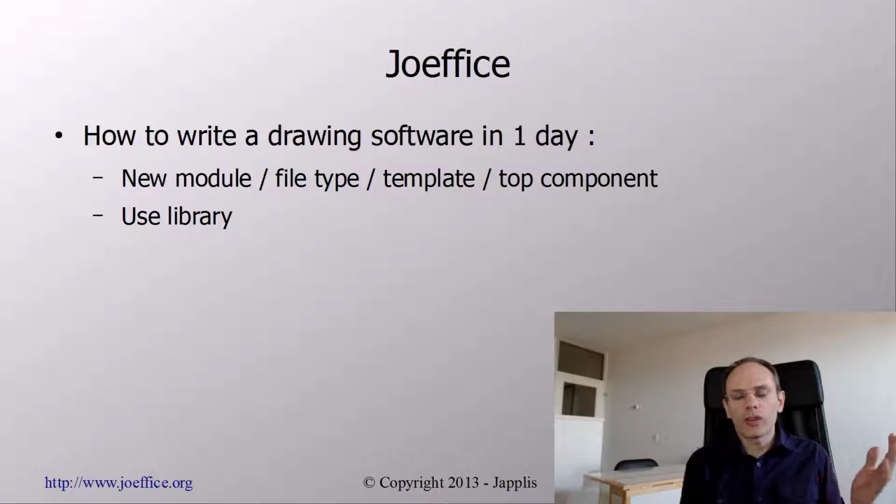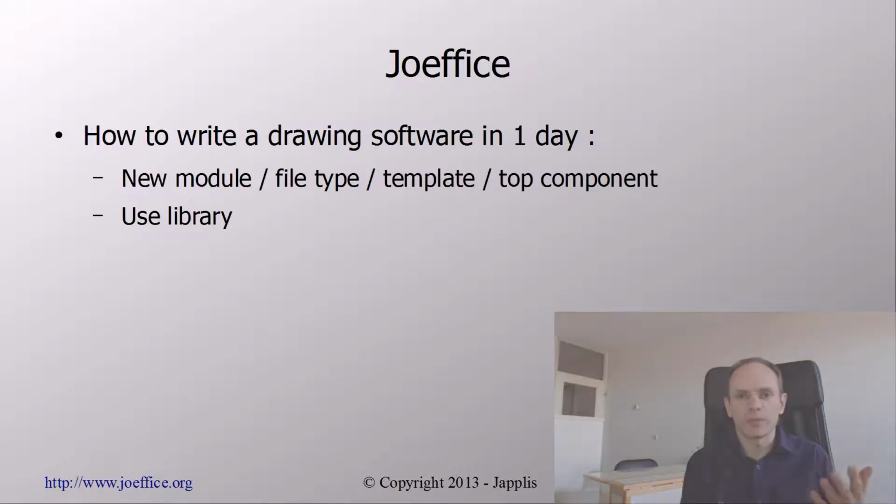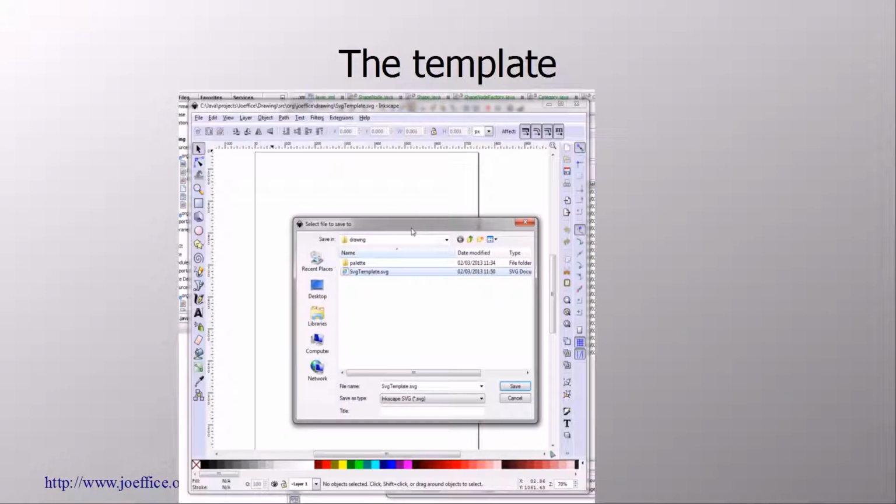So just as for the other parts, I'm going to create a new module also for this drawing component. Then we're going to associate it with a file type. With the file types come a template and a top component. I've already done it for the word processor, spreadsheet, database, presentation. So here I'm just going to go forward, and basically it's mostly finding the right library to be able to draw the component. So I'm just going to skip a bit of making a new module and a new file type.